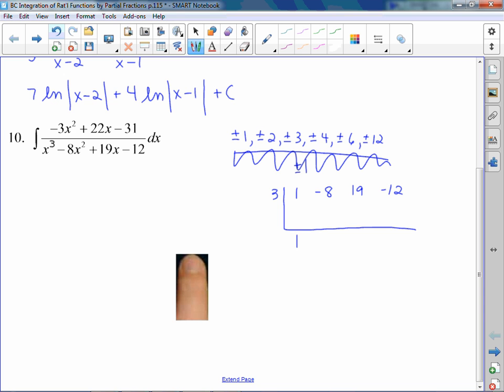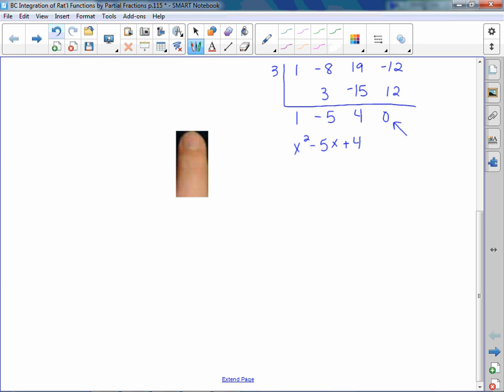Bring down the 1, multiply it by 3, and put under the next term. Add, you get negative 5. Multiply by 3, and you get negative 15. Add straight down, you get 4. Multiply by 3, you get 12, and then 0 is your remainder. So at this point, I have a quadratic, x squared minus 5x plus 4.